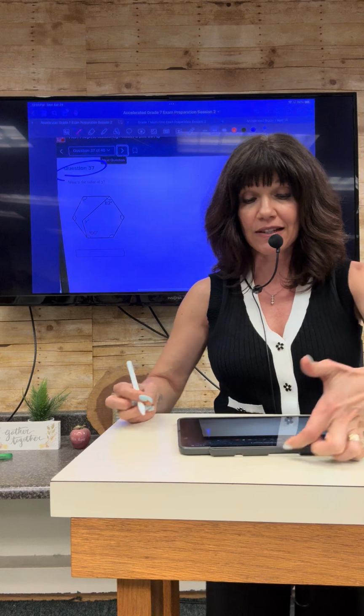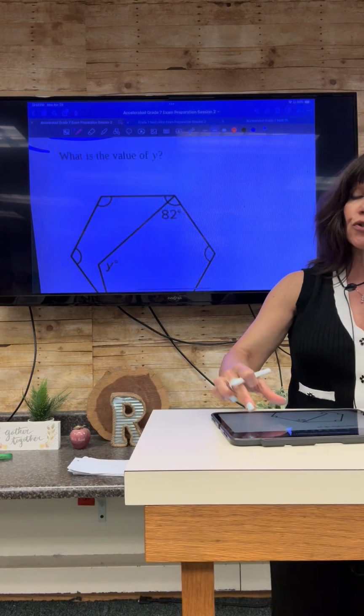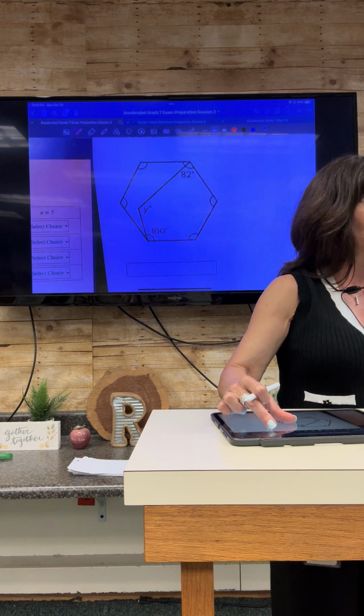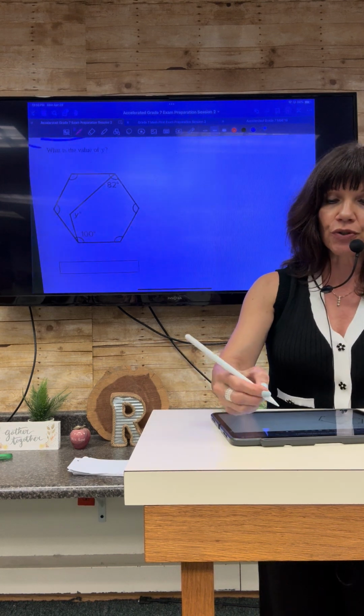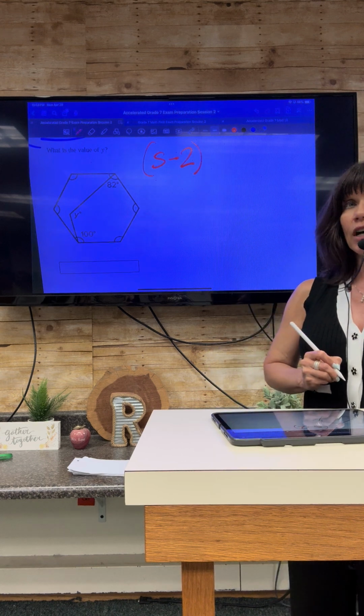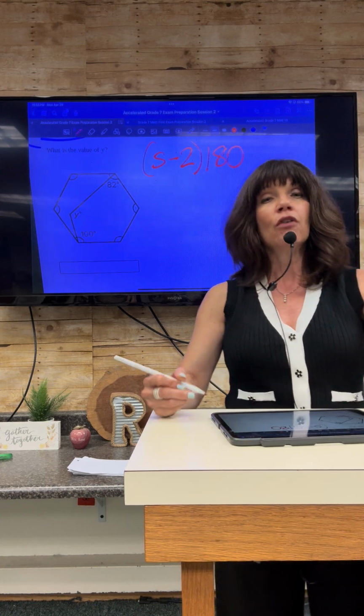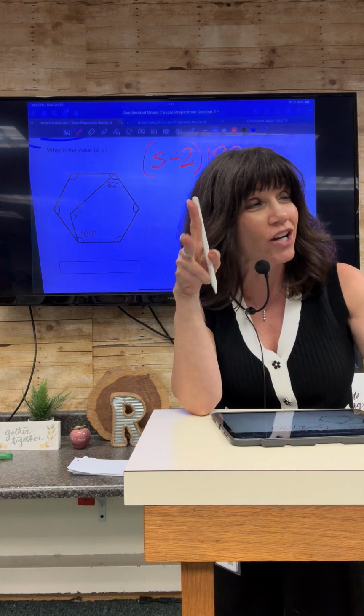This is number 37. What is the value of y? Here's your reminder. Listen quickly. You will need to use the following formula, s minus 2, to discover the number of triangles, multiplied by 180 degrees, for not one, but 2 polygons.